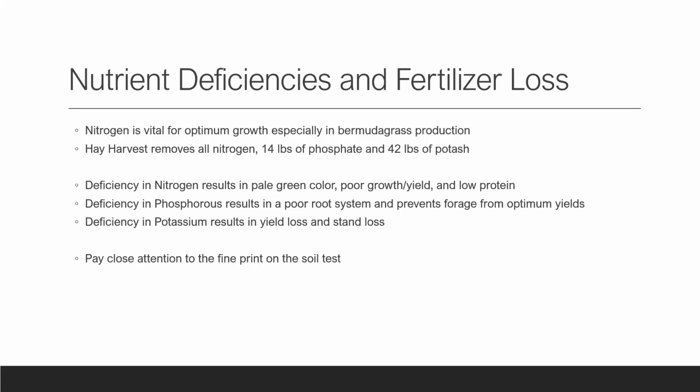The colors of the grass tell us stories of what's going on. Nitrogen deficiency, we're going to have a pale green color. Obviously, we're not going to have any growth. And then as we talked about, low protein.